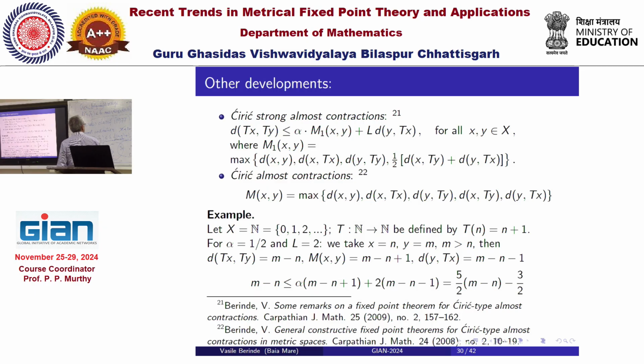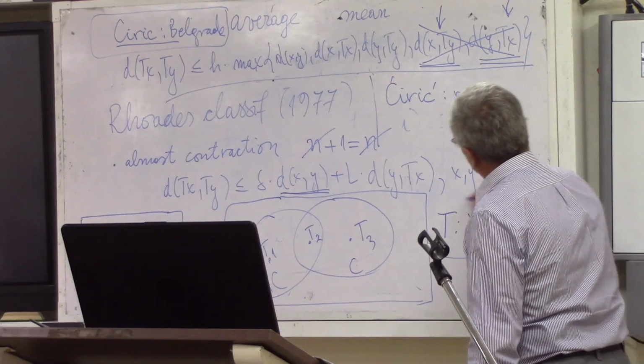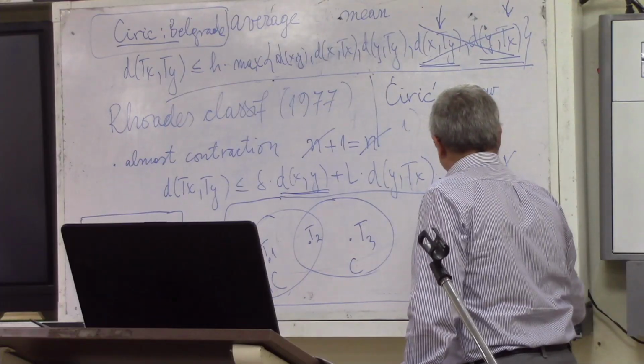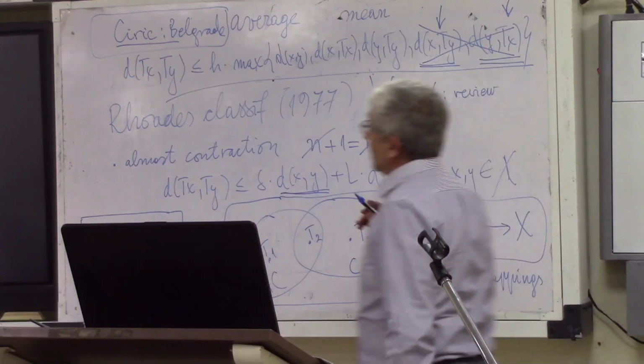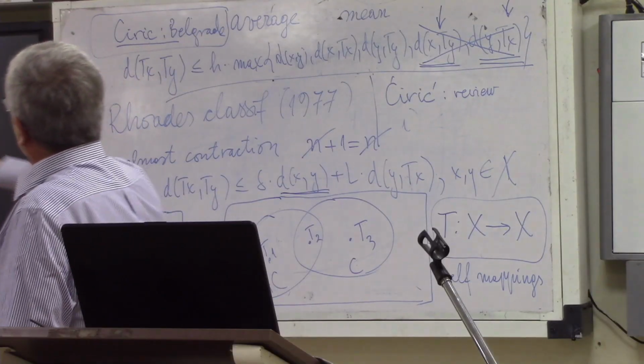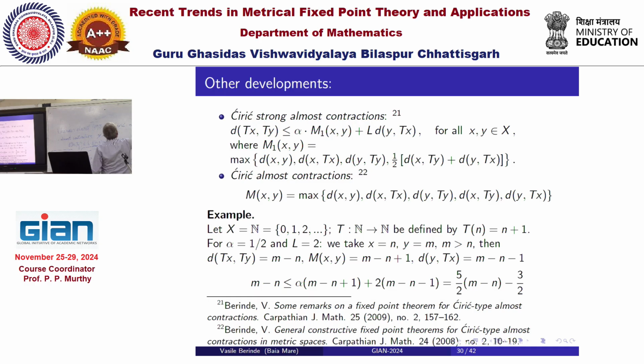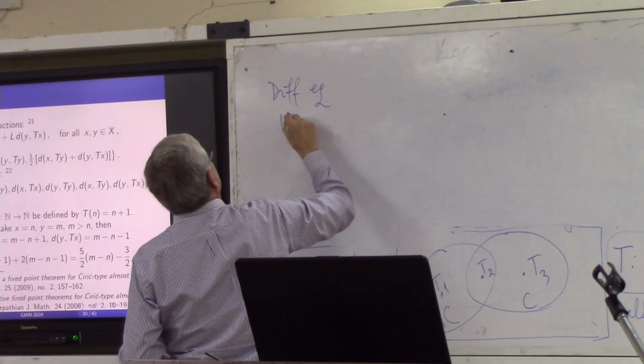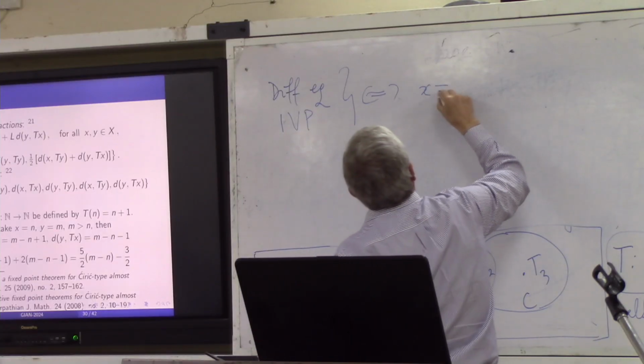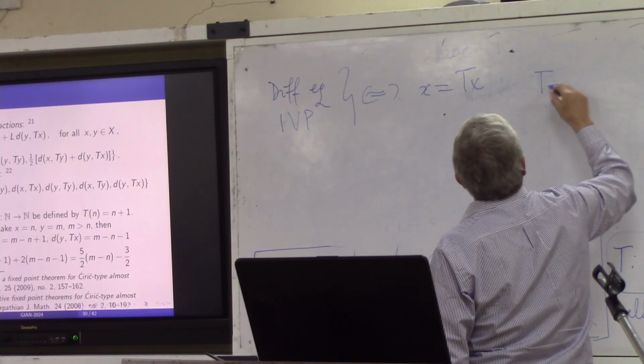All the results we discussed so far are for mappings which have this property, we call them self mappings. But in applications, for example, if you want to apply a fixed point theorem to differential equations, it happens often. I wanted to show you some applications to differential equations, to partial differential equations that I published, but it was not placed in these lectures. So we have a differential equation, let's say an initial value problem, and we know it is equivalent to a fixed point problem where T is an operator.